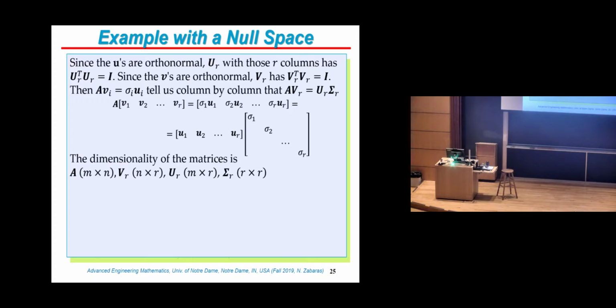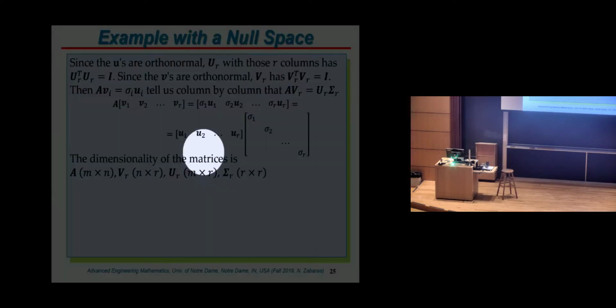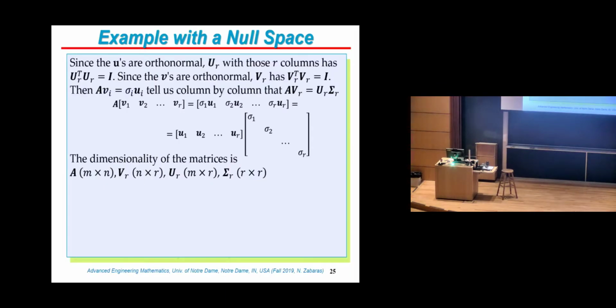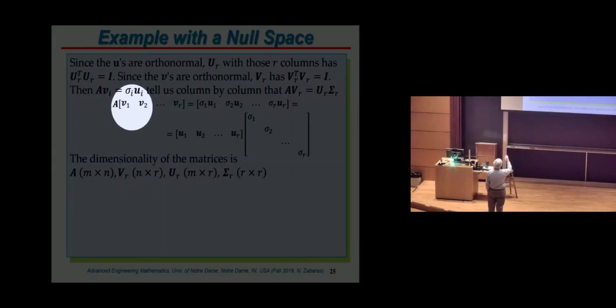So now, the way this equation is written, remember, A is M by N. So this matrix V is going to be N by R. You agree? So it's not a square matrix. It looks a little bit weird to keep track. It's N by R because the rank here was R. So we have R independent vectors in the basis of the row space. Ur is going to be M by R.